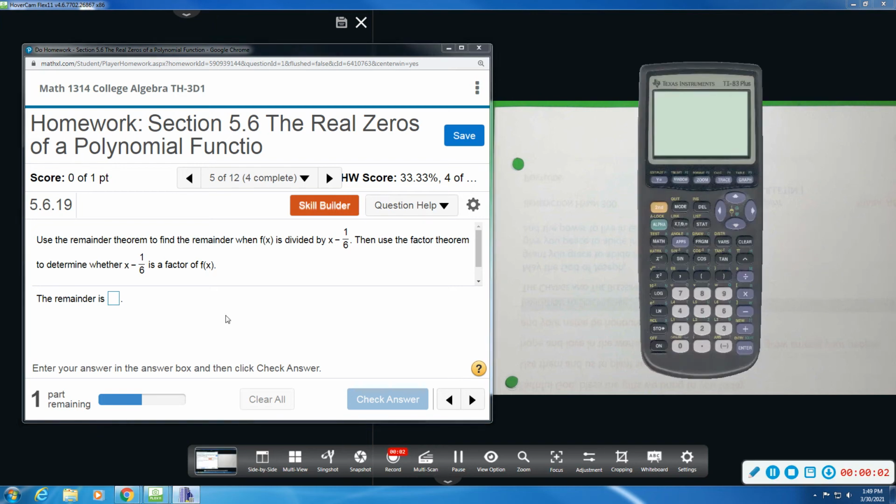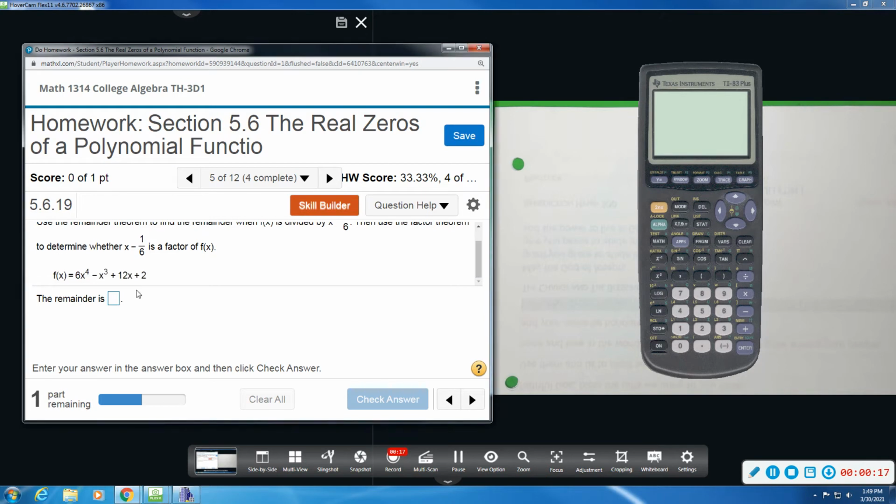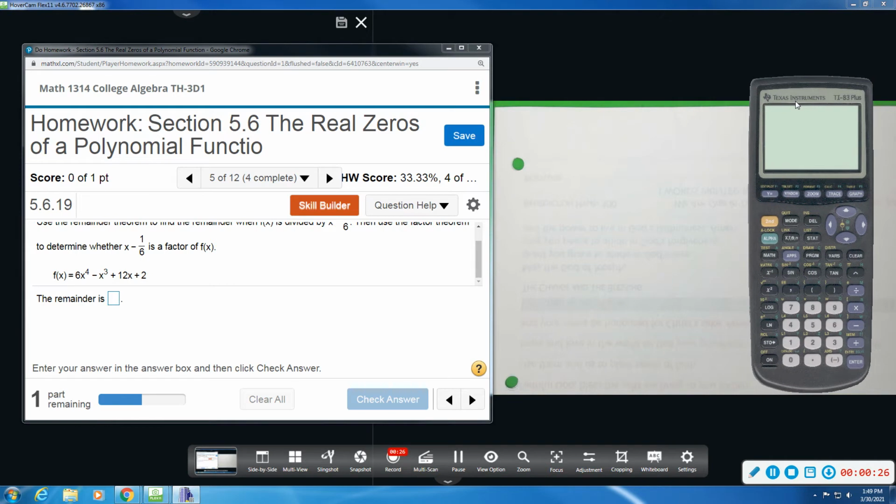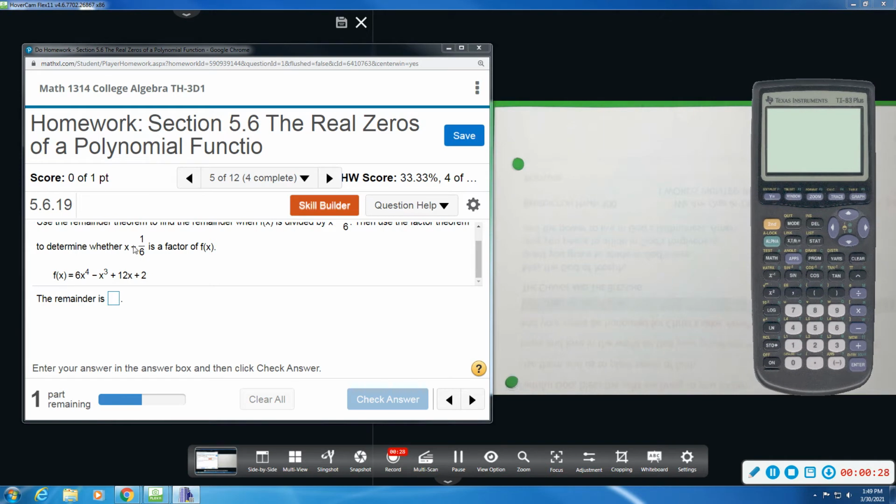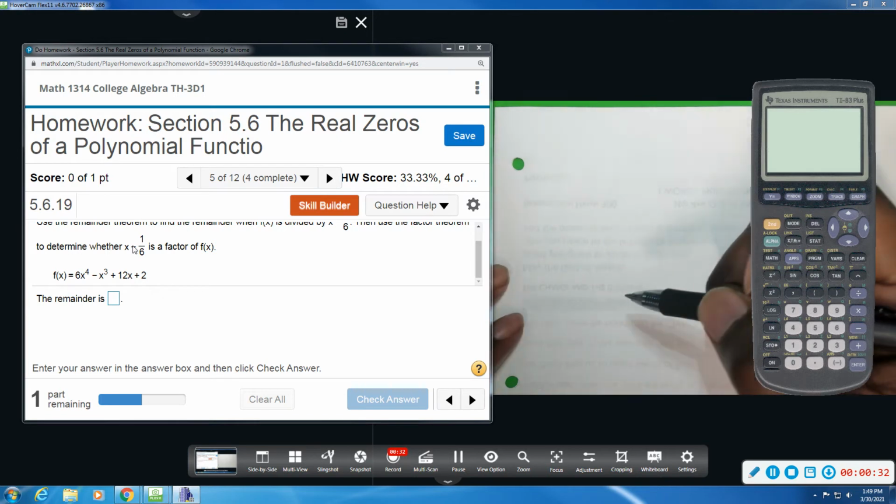Okay, number 5. Again, we want to use the remainder theorem to find the remainder when our polynomial is divided by x minus 6. And then we're going to use the factor theorem to determine if it is a factor. Okay, so our polynomial is here. Now, because we're using a fraction, I'm going to do this one with a calculator just because it's so tedious. But at this point, you should be able to do this by hand if needed.